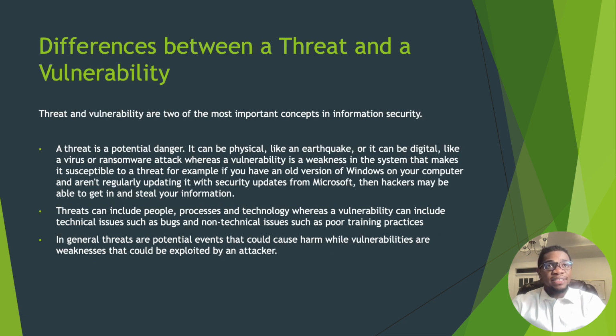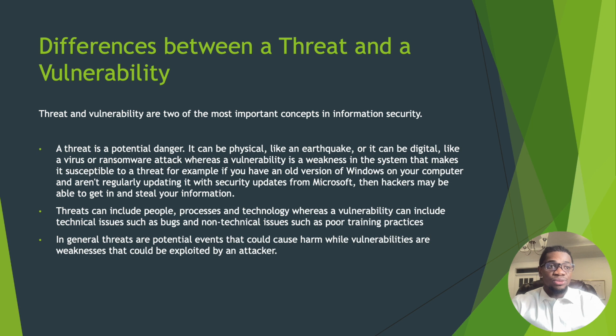So we have some differences between a threat and a vulnerability. It's important for us to know that threats and vulnerabilities are two of the most important concepts in information security. A threat is a potential danger. It can be physical, like an earthquake, or it can be digital, like a virus or a ransomware attack, whereas a vulnerability is a weakness in the system that makes it susceptible to a threat. For example, if you have an old version of Windows on your computer and are not regularly updating it with security updates from Microsoft, then hackers may be able to get in and steal your information. Threats can include people, processes, and technology, whereas a vulnerability can include technical issues such as bugs and non-technical issues such as poor training practices.